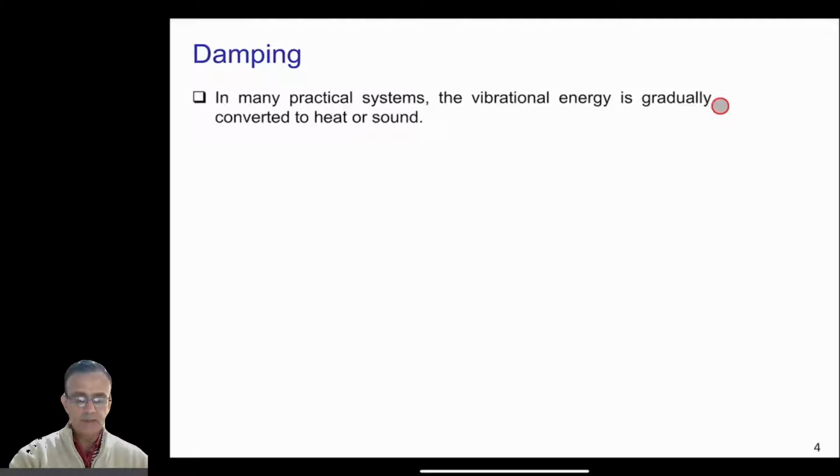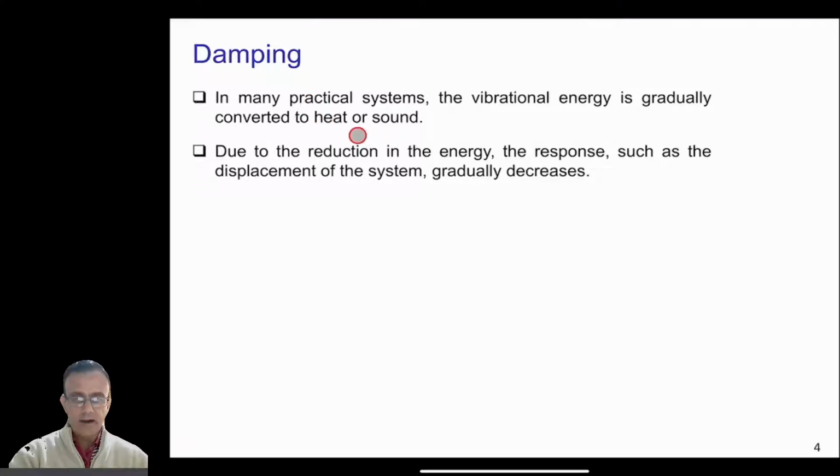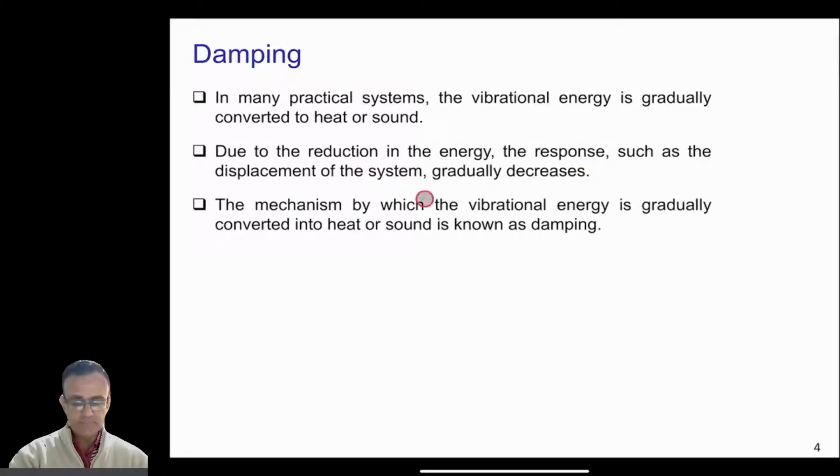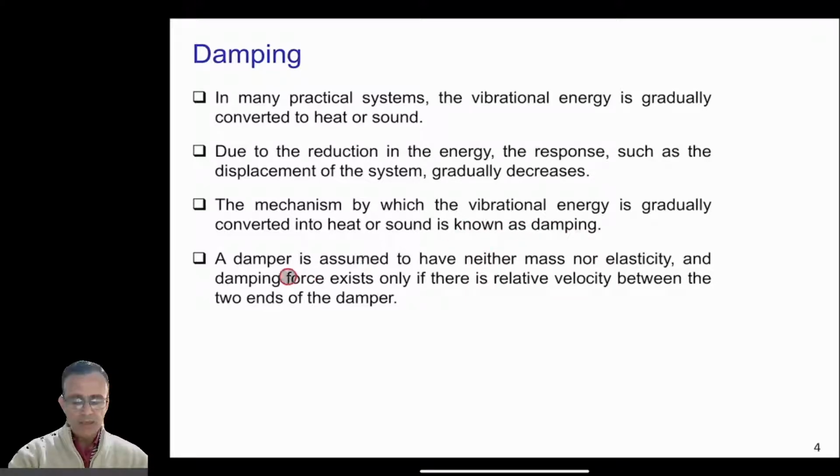Okay, so as far as the damping is concerned, in many practical systems, the vibration energy is gradually converted to heat or sound. While in the undamped case, we assume that there is no energy loss. Now due to the reduction in energy, the response, for example the displacement of a system, gradually decreases. The mechanism by which the vibration energy is gradually converted into heat or sound is what we call damping. And a damper is a device which is assumed to have neither mass nor elasticity. And damping force exists only if there is a relative velocity between the two ends of the damper.